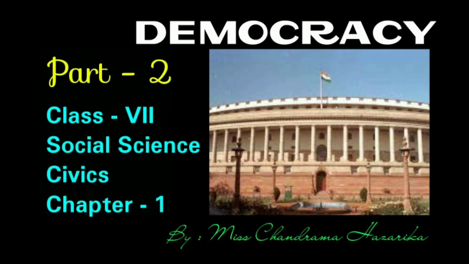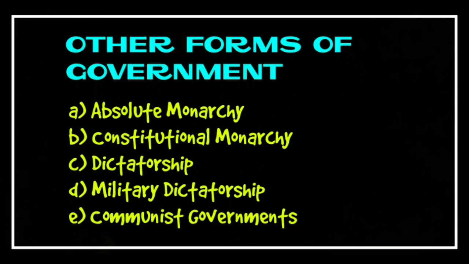Dear student, today in this video I am going to discuss the class 7 social science civics chapter 1, Democracy, part 2. Today's topic is other forms of government. There are many different forms of government such as absolute monarchy, constitutional monarchy, dictatorship, military dictatorship, and communist governments.